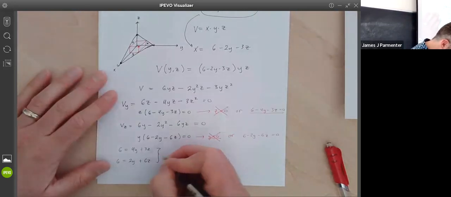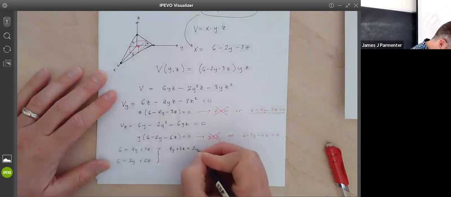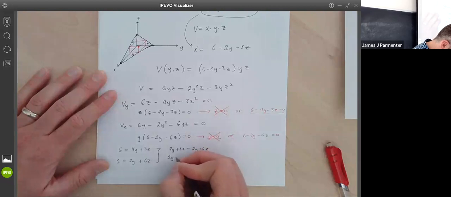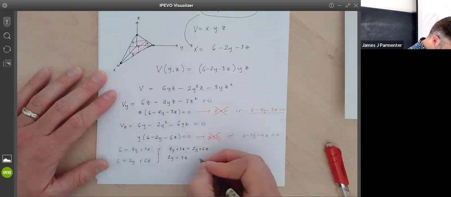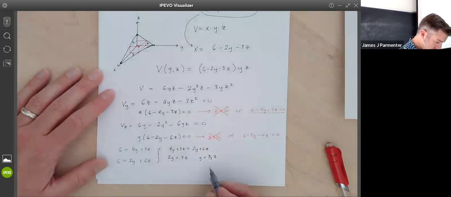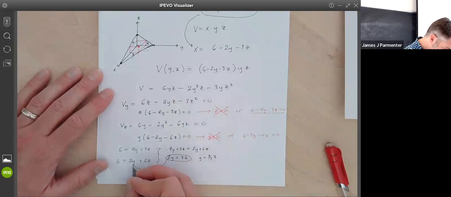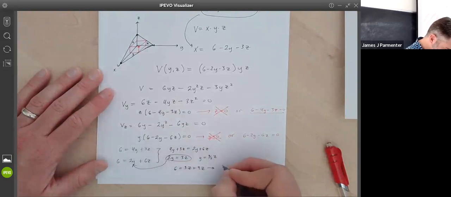So then that's going to give me 4y plus 3z equals 2y plus 6z. So 2y equals 3z, so y equals 3 halves z, and then plug that thing back into one of the equations. Let's plug this in there and say, oh, 6 equals 3z plus 9z.